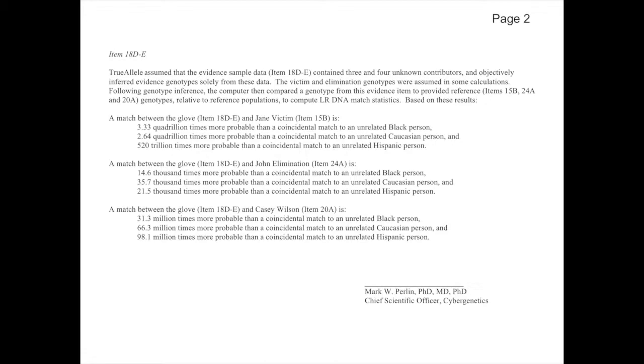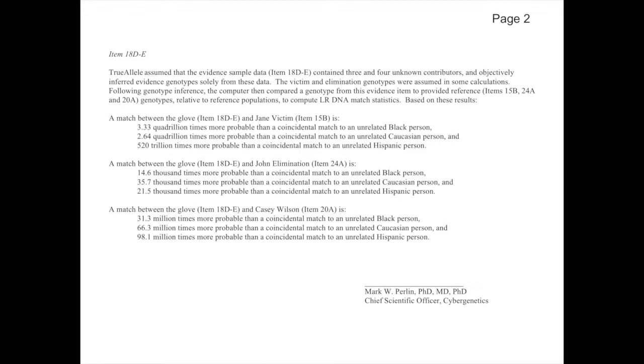We did multiple computer runs, and objectively inferred evidence genotypes solely from these data, meaning it wasn't comparing anything to the suspect. In some of these runs, after we established the victim was in there, we could use the victim's genotype. After we established an elimination sample was in there, we could use him as well. And so we could peel away this mixture to get at the unknown that we wanted to extract as a genotype and make a comparison with.